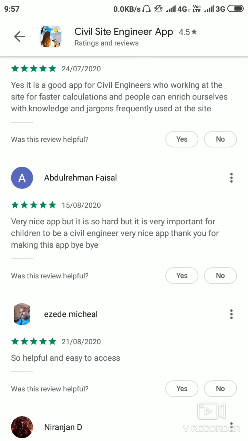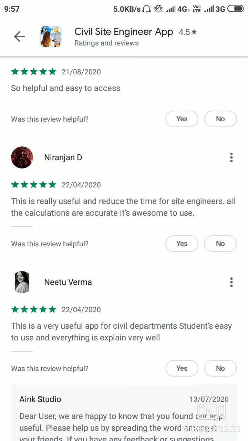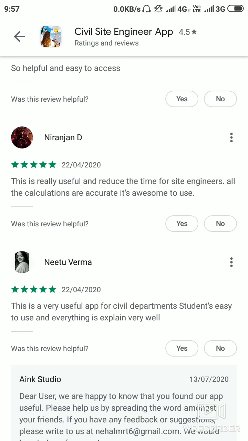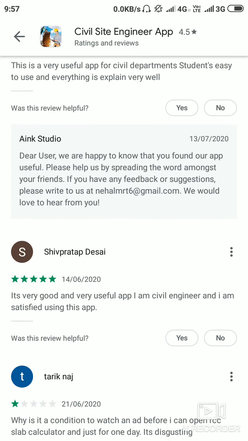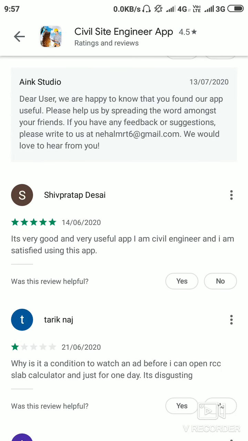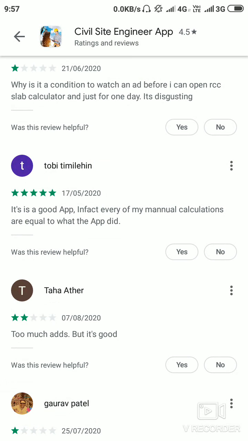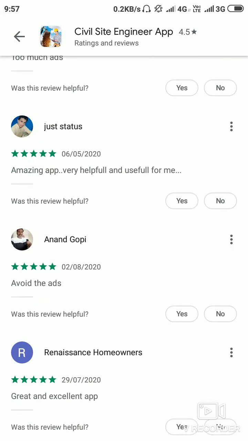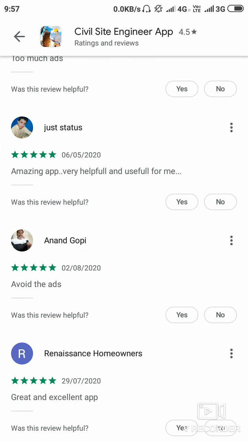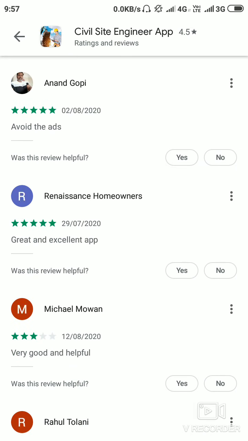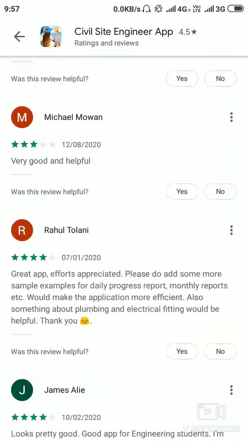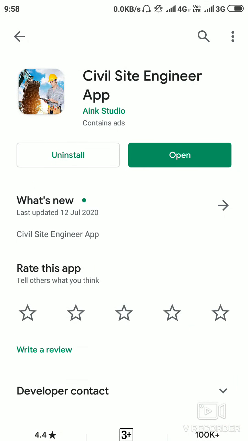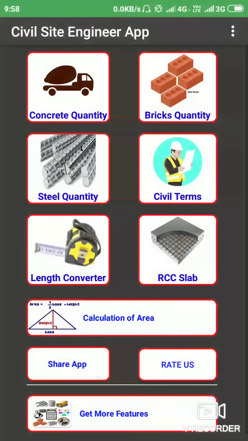So as you can see, many people give 5 stars out of 5. Nita ma'am gives 5 stars, Niranjan sir gives 5 stars, Shiv Pratap sir gives 5 stars, and Toby ma'am gives 5 stars. Some people give 2 stars because of the ads. Just status gives 5 stars, and others give 5 stars, 3 stars, 5 stars, 5 stars, 5 stars. So let's start. You can install this app and open it.